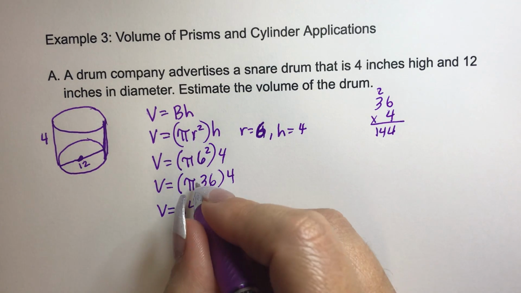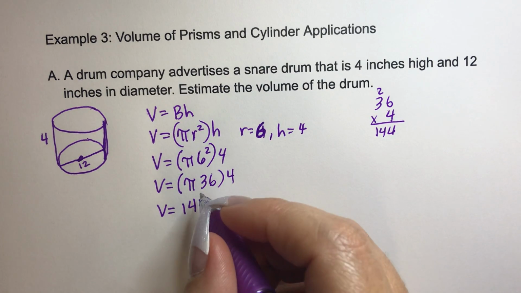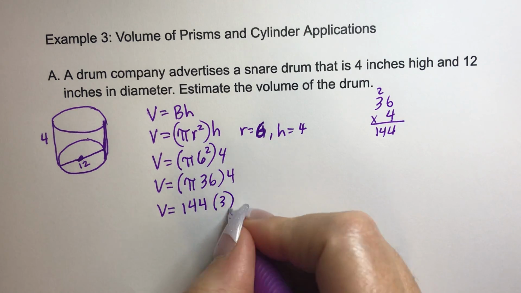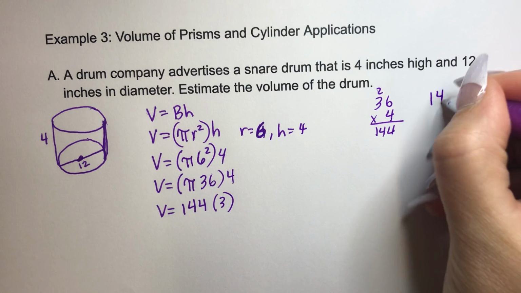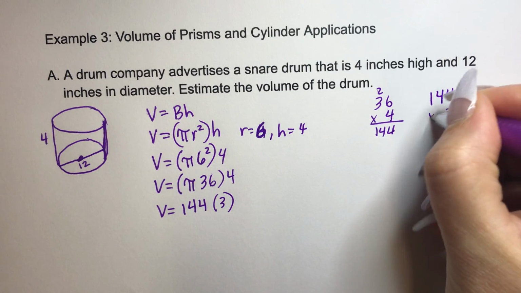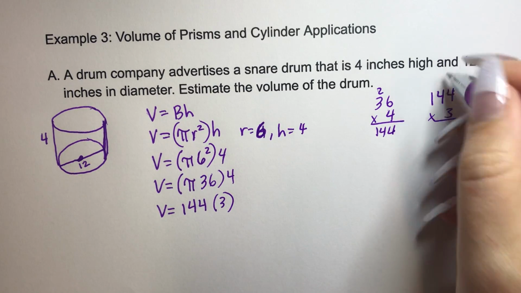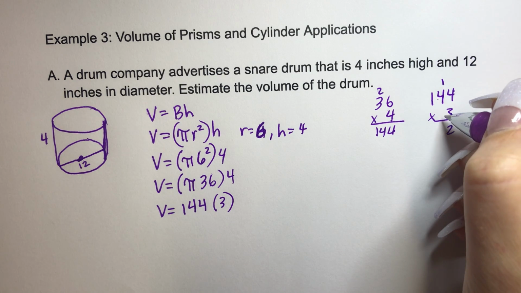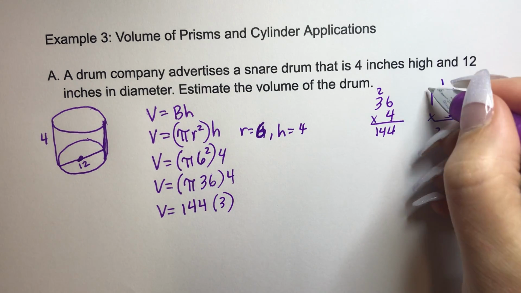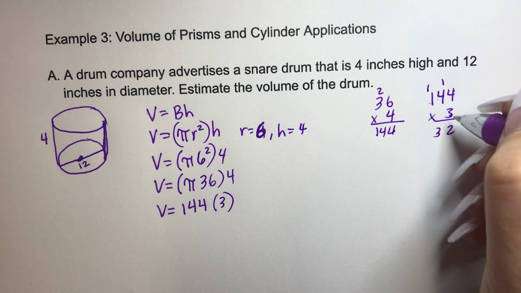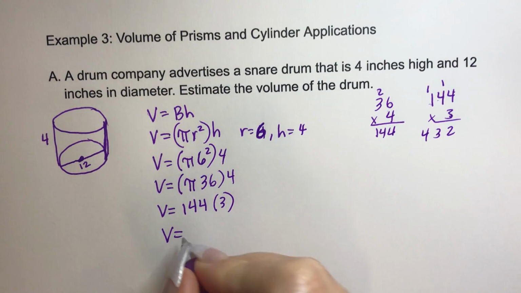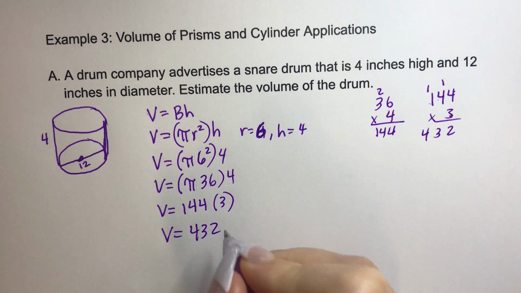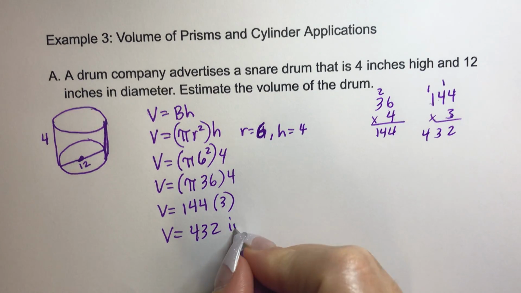And then we're going to estimate by pi, and pi is 3.14, but I'm just going to estimate and multiply it by 3. So I'm going to go 144 times 3. 3 times 4 is 12, right? The 2 carry the 1. 3 times 4 is 12, plus 1 is 13. 3 times 1 is 3, plus 1 is 4. So the volume estimate would be 432 inches cubed.